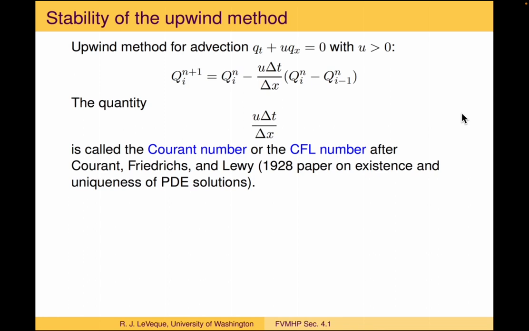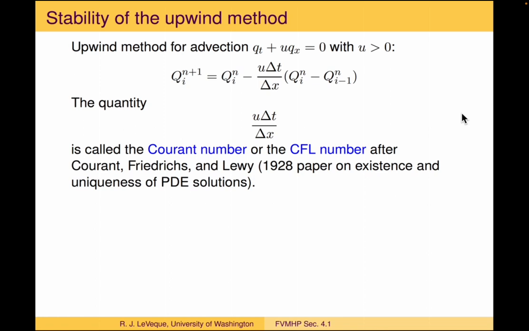So let's go back to looking at stability for the upwind method. And again, I'm not going to prove it here. We'll look at that in a bit more detail later. But I wanted to go back and mention this Courant number, or CFL number as it's sometimes called, u delta t over delta x, that comes into the definition of the method. It also comes into the stability condition, as we'll see. This is called the CFL number.